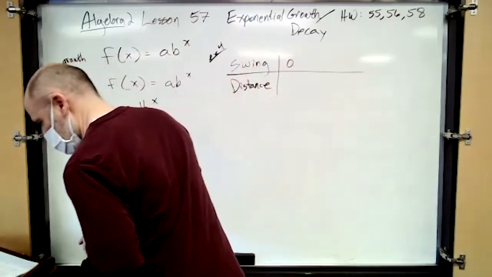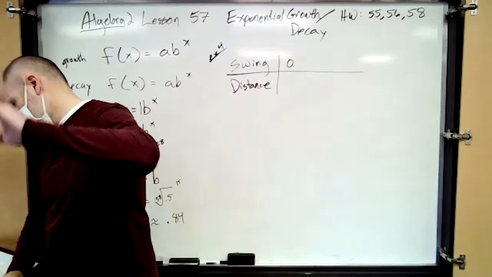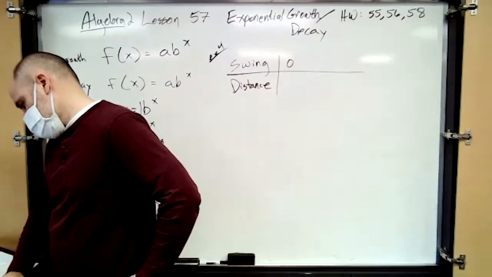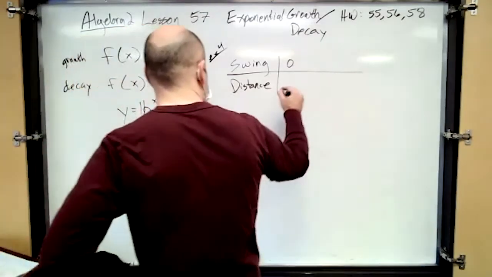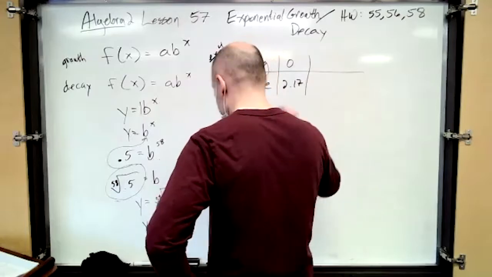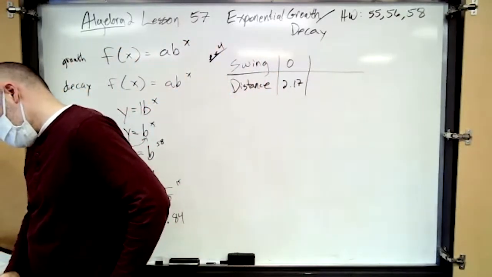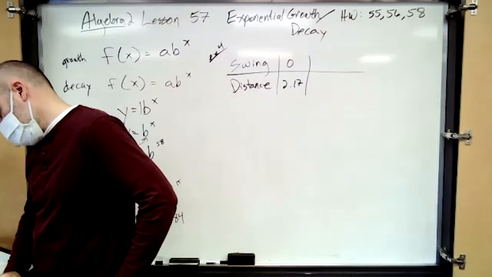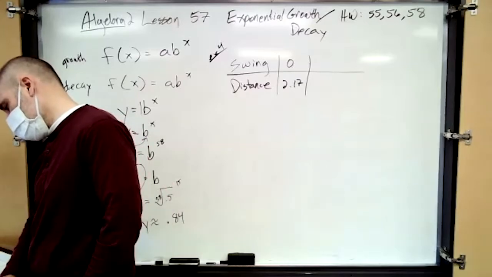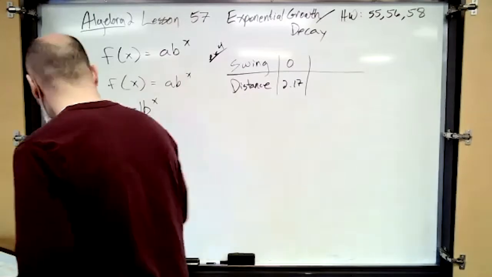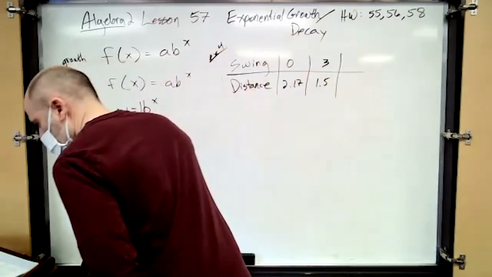So at 0 swings, the distance, hold on. Okay, so at 0, it's going to swing 2.17 meters. So a large pendulum travels from its resting point at each swing. So at 0, it goes 2.17. The measurements are recorded in this table. So 3 is 1.5. That's how far it goes after 3 swings.